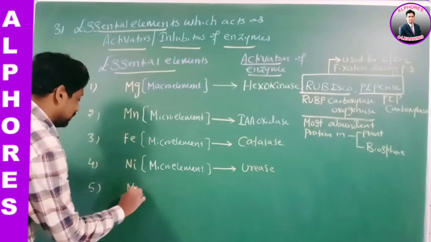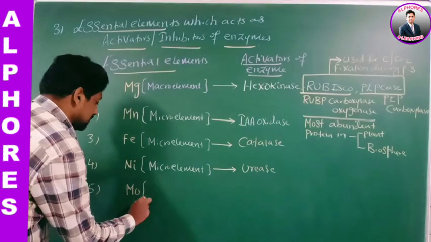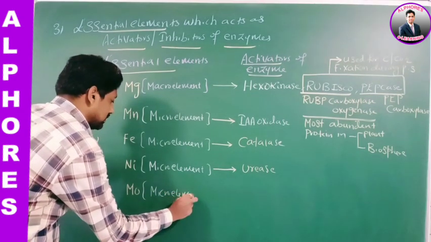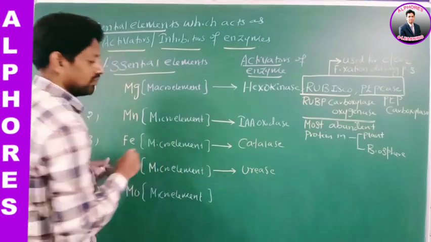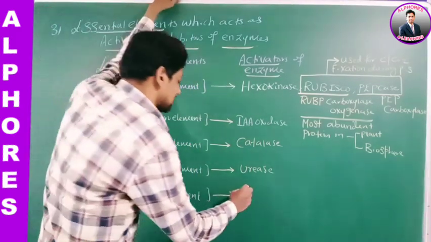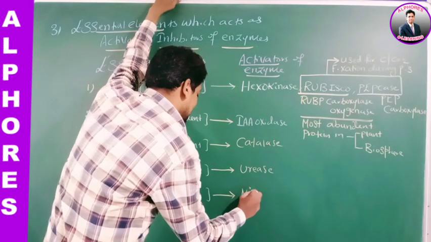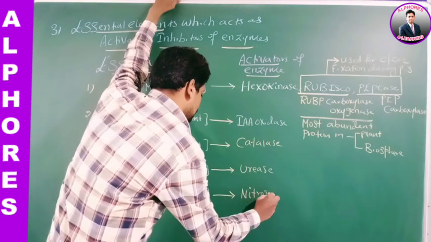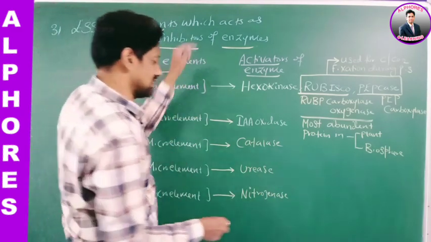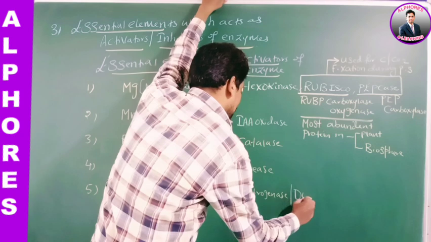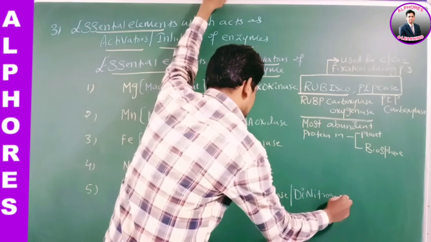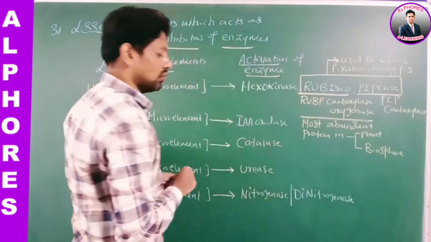What is it? Molybdenum. Sir, this molybdenum is also which element? It is also a micro element. Right. Sir, this molybdenum acts as an activator of which enzyme? It acts as an activator of nitrogenase enzyme. Nitrogenase is also called dinitrogenase.